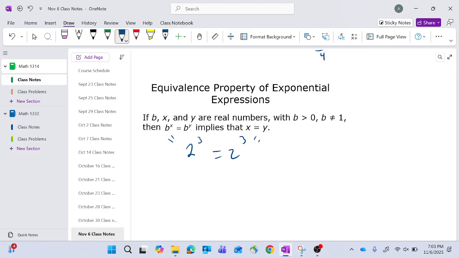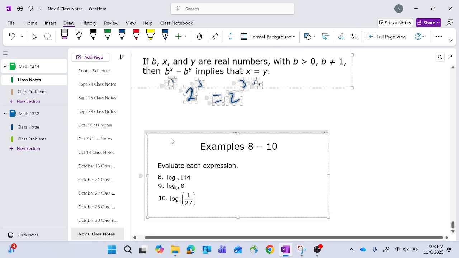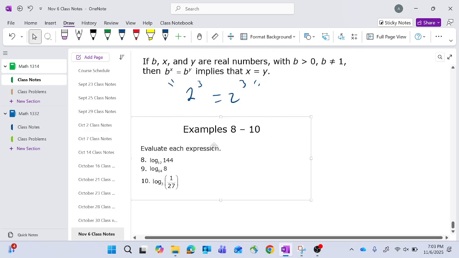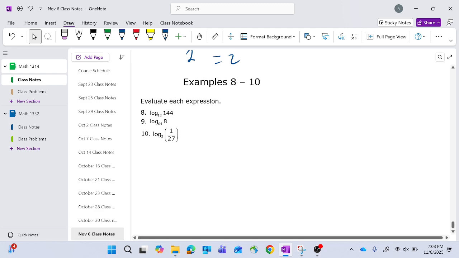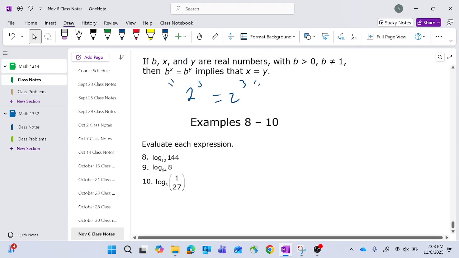Ready to keep going, guys? All right. So now we're going to evaluate each expression. So now we're actually going to take what we learned and try to solve it. I promise you this isn't really that bad.